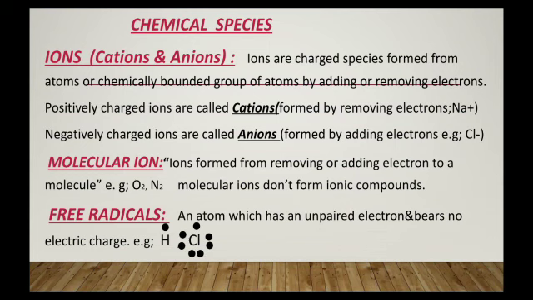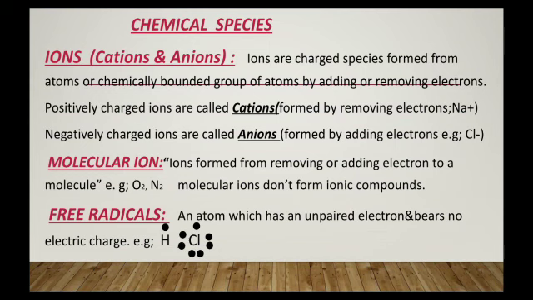Now, the positively charged ions are called cations, and they are formed by removing the electrons. By removing the electron, the number of protons becomes greater than the number of electrons, and it becomes positively charged. This type of ion is called a cation. And when an atom gains an electron, the number of electrons increases beyond the number of protons. Such ions are called anions.